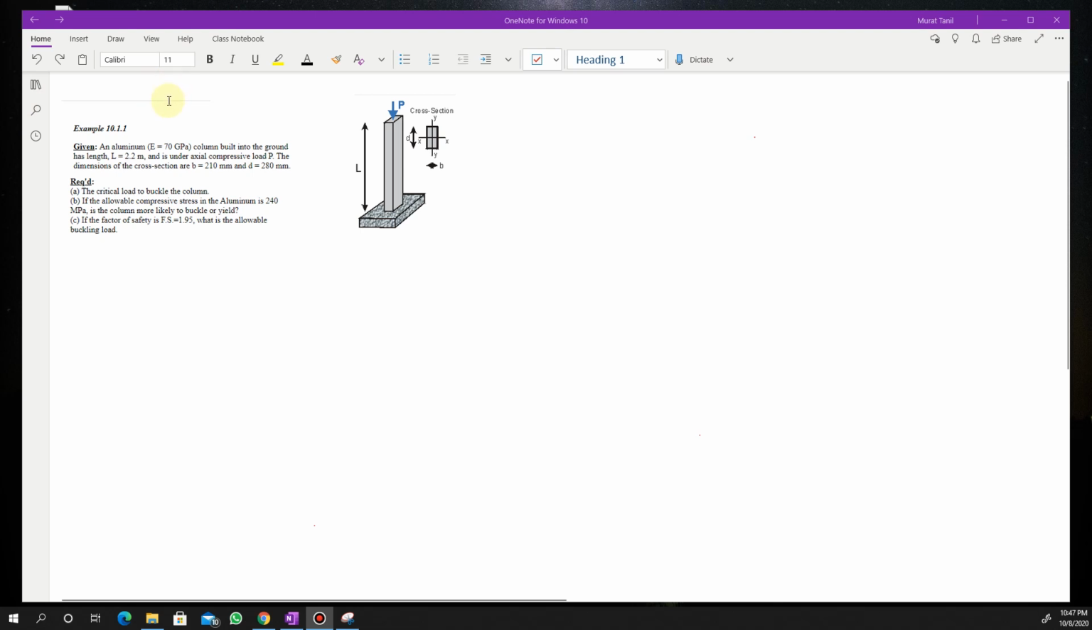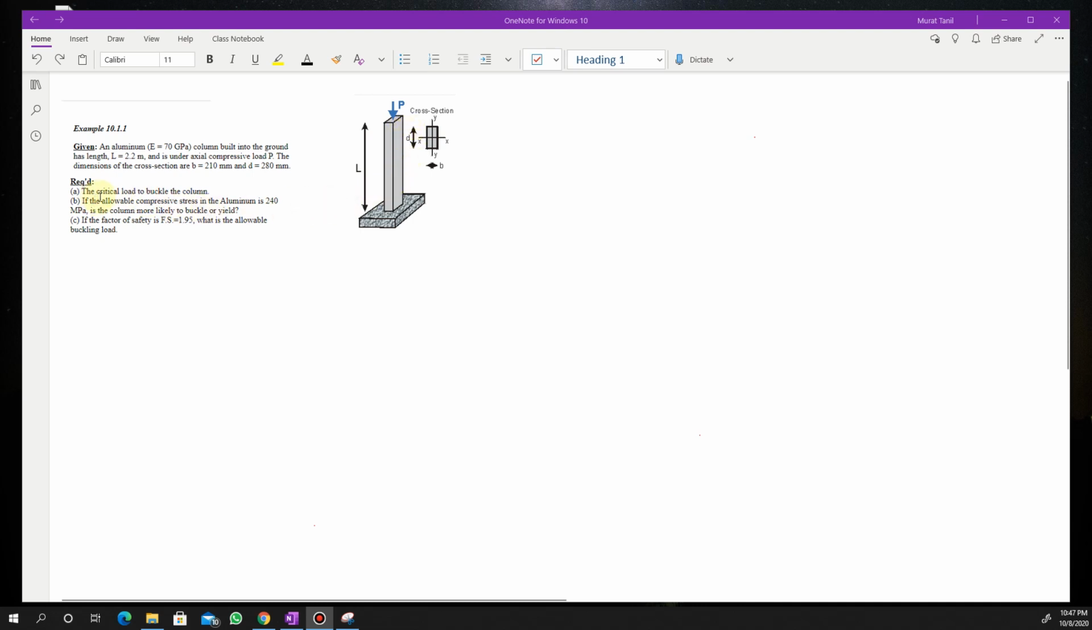Okay, in this problem, we are looking at an aluminum column that is built into the ground with a length of 2.2 meter, and it has the modulus of elasticity 70 gigapascal. And this column is experiencing axial compressive loads P. Dimensions of the cross sections are B 210 millimeters, D 280 millimeters.